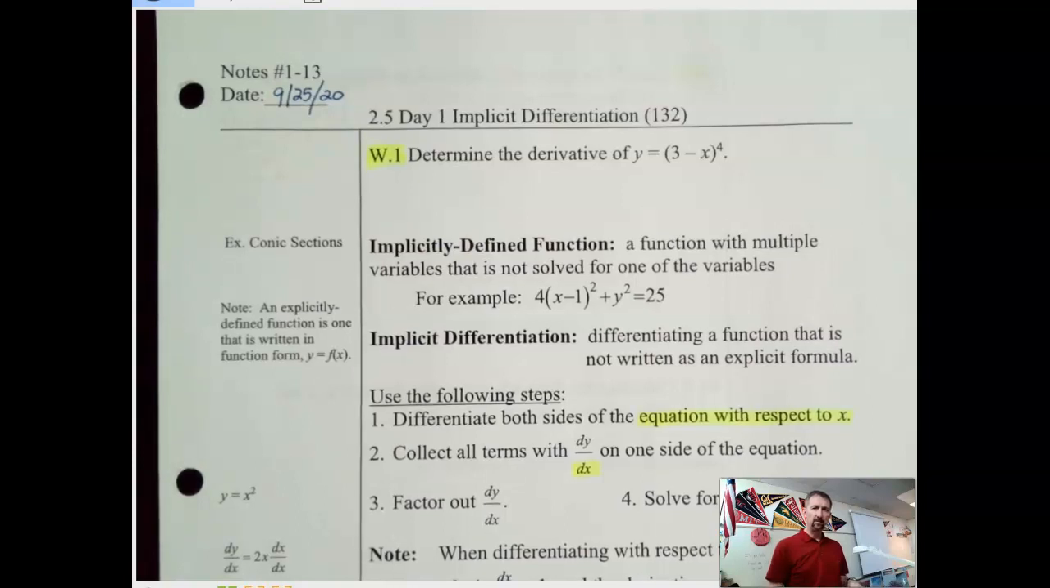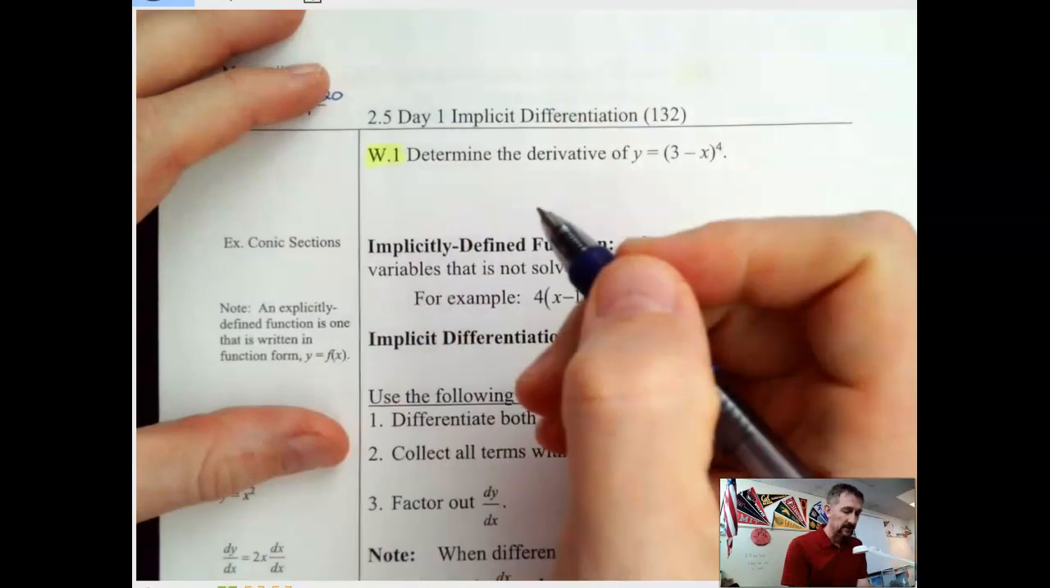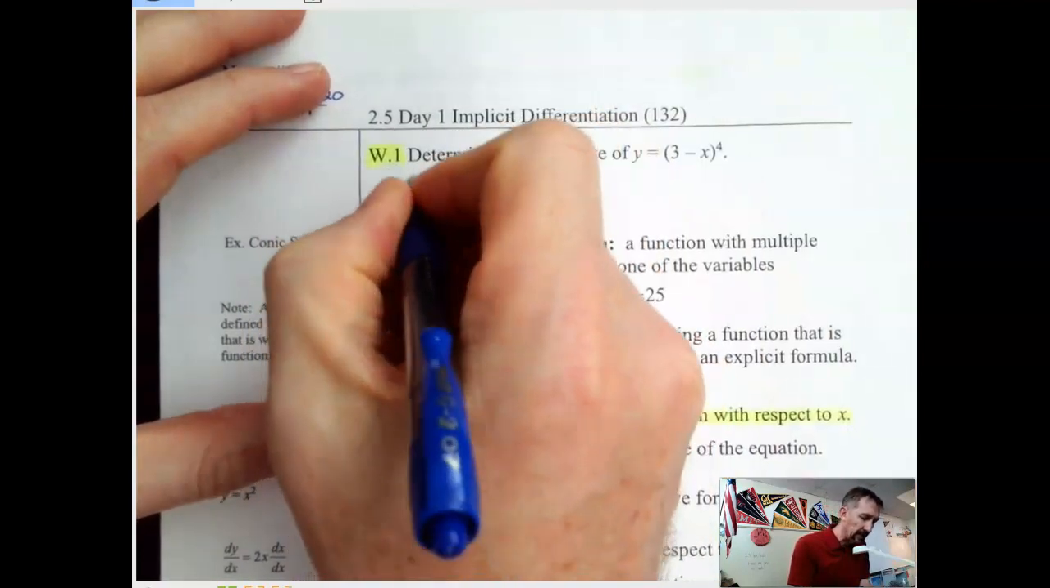Alright, 2.5, implicit differentiation. Before we do that, let's do a little warm-up here with the chain rule. Go ahead and pause that and do that. You should be able to do that pretty quickly. The pausing of the notes is super important. So pause that.